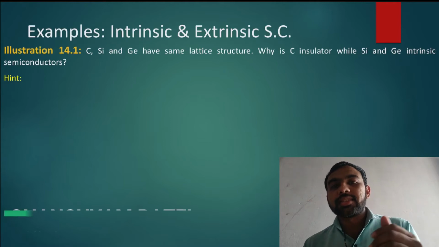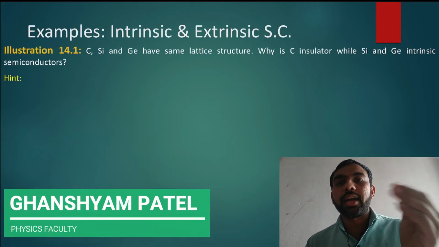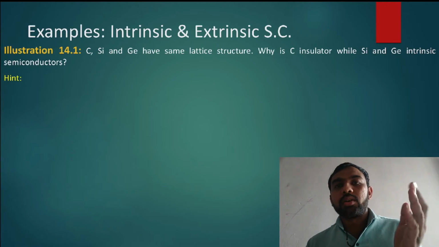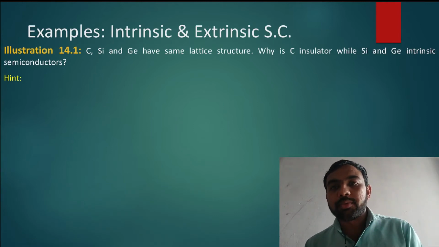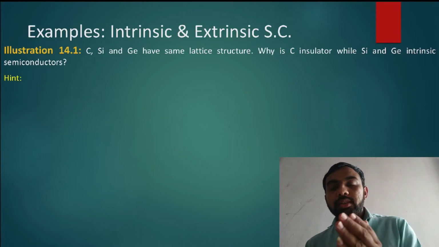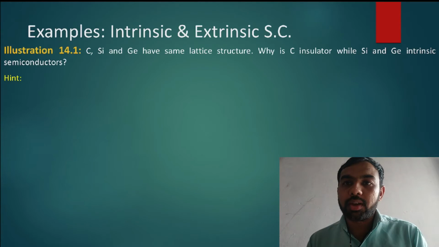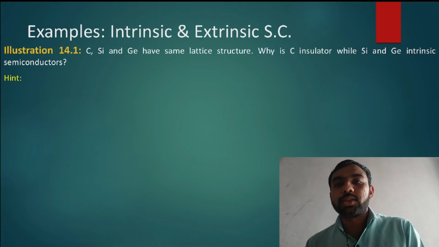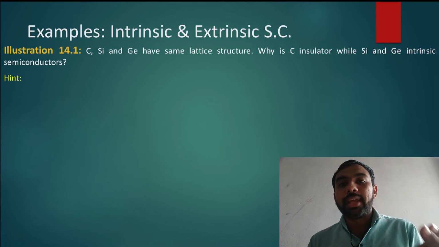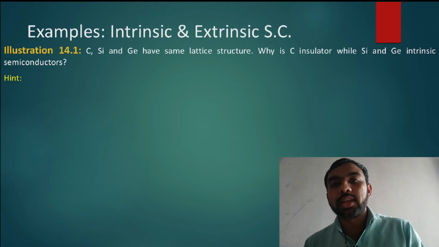Okay guys, in the last session we discussed the extrinsic semiconductor: what is the p type of semiconductor and what is the n type of semiconductor. In a p type semiconductor, holes are considered the majority charge carrier. In an n type semiconductor, electrons are considered the majority charge carrier. And we derived one equation for this also: n_h into n_e is equal to n_i square.